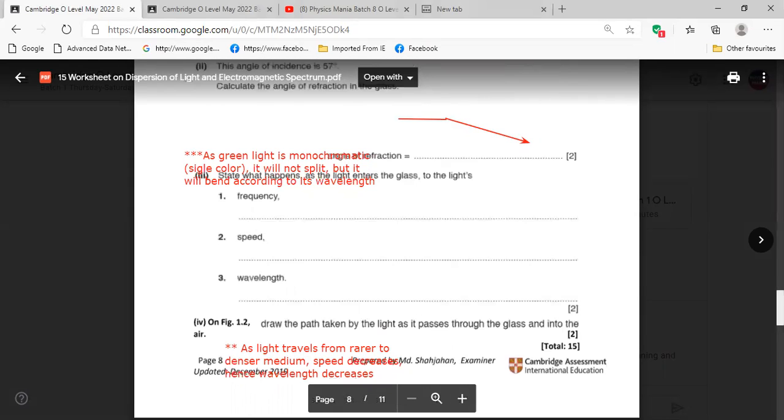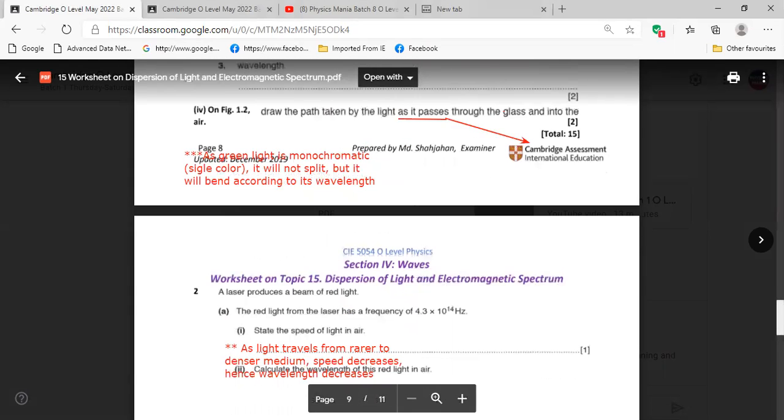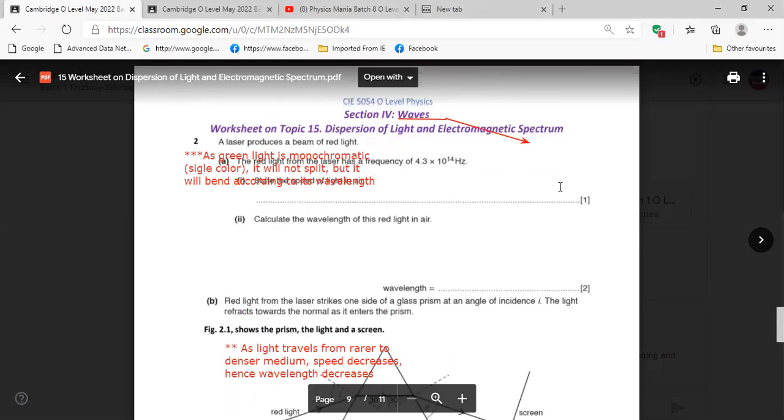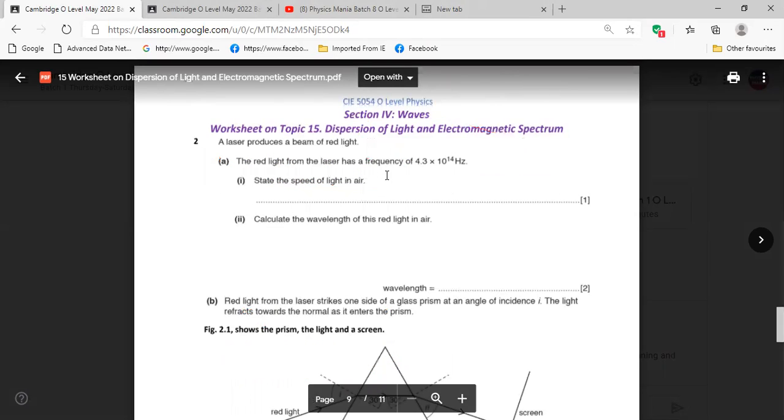Now we have question 2. Farabi, read question 2. A laser produces a beam of red light. The red light from the laser has a frequency of 4 into 10 to the power 14 hertz at the speed of light in air.